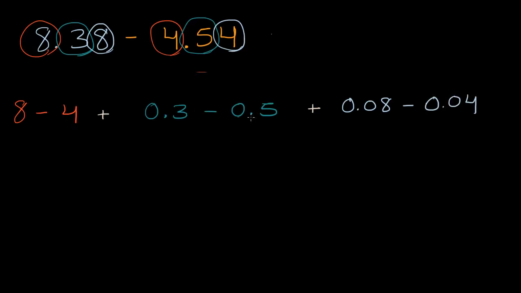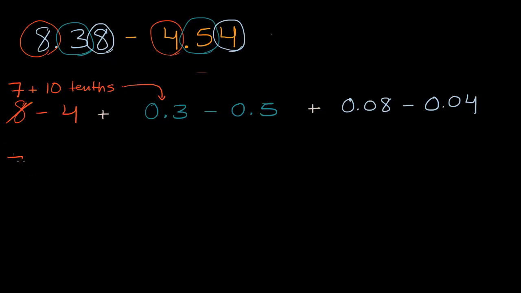I don't have 5 tenths to take away. Well, what I could do is, instead of having an 8 here, I could take 1 away from it and make that a 7. And so I have 1 that I can regroup someplace over here. I can reorganize it. So I could do this as 7 plus 10 tenths. And so I can take those 10 tenths and add them right over here.